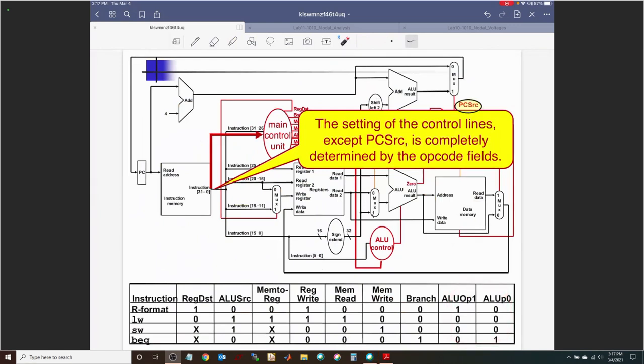All right. Questions about this? Any concerns about computing a particular control line for R-type instruction, load word, store word, branch when equal?